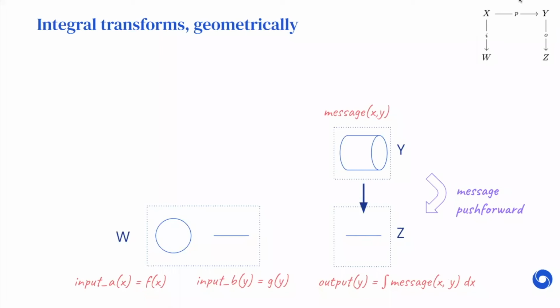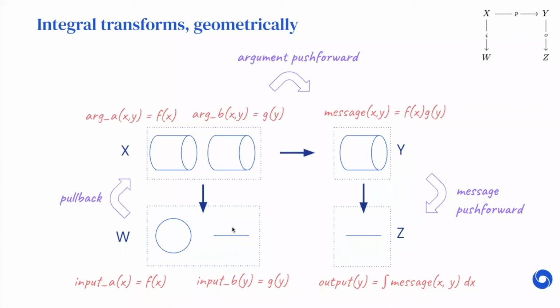So what we're going to do is compute these messages that live on a cylinder. And once we have those messages, we integrate over the circle to get the final output on the line. And this allows us to efficiently combine both of these inputs, right? But how do we compute those messages, right? We need to apply some kind of a message function over these two inputs. But to be able to apply that message function, we need to distribute those inputs to an appropriate cylinder, right?